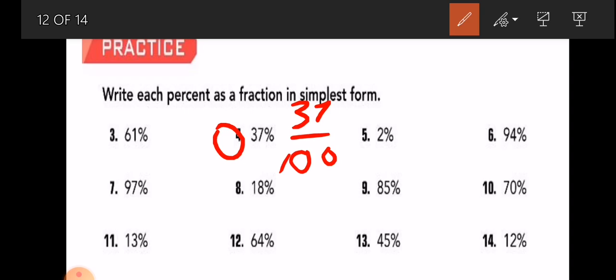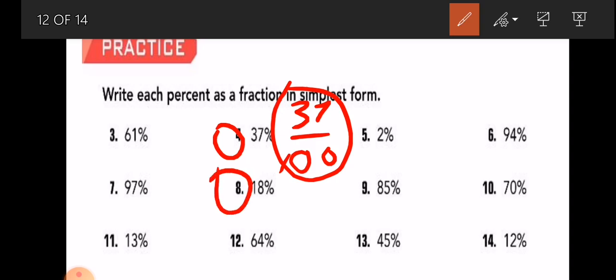No, we cannot. 100 can be divided by 5. Can I divide the 37 by 5? We cannot. What about 20? Can I divide up by 20? No. By 25? No. Can 37 be divided by 50? No. So there is no common factor between them. So this is my simplest form. I will leave it as it is. Okay? Then let's do another one.